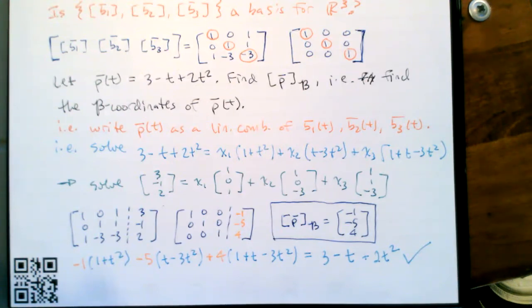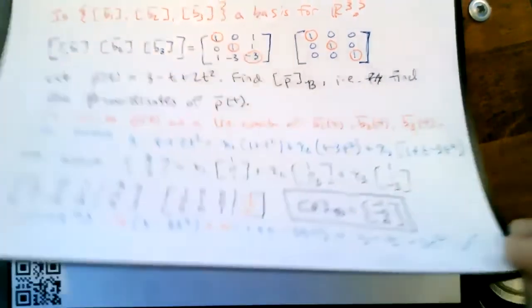So here we have the coordinates of P relative to B were -1, -5, 4. So that's how we write P as a unique linear combination of the vectors in basis B. But we can go the other way with this as well. If I give you a set of coordinates, I can ask you to find out what the vector is. So let's do that problem.